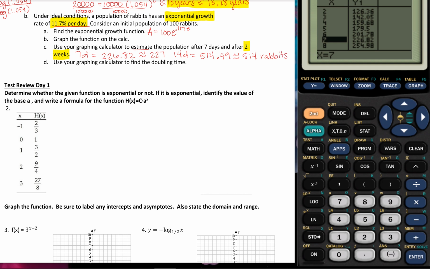All right, and it says using your graphing calculator to find the doubling time. Okay, so we're going to look for where our answer is equal to 200. So really what we're doing is we're looking for where do we get an answer of 200 rabbits when our equation is 100 times e to the power of 0.117t. Again, we're going to take our calculator, and if we look at it, we can see we get an answer of 201.78 at 6. So we're going to say that at about 6 days, we will have 200 rabbits.